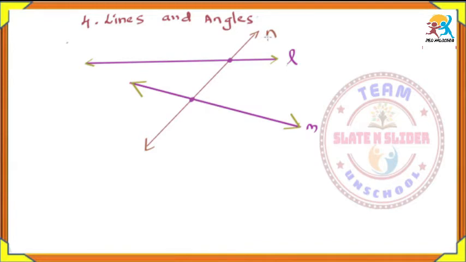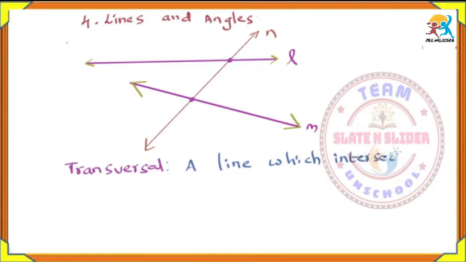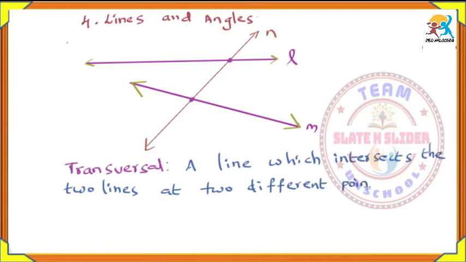So this line N is intersecting the two lines at two different points, so this line N is called transversal. A line which intersects the two lines at two different points is called transversal.